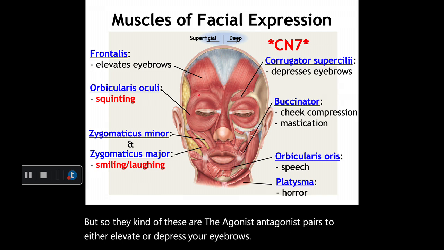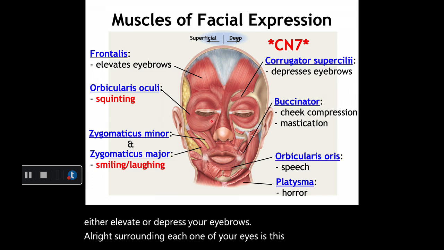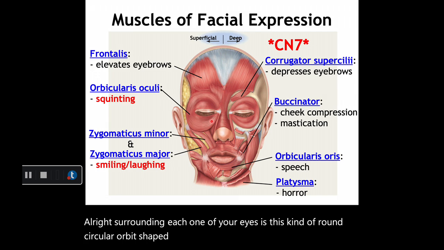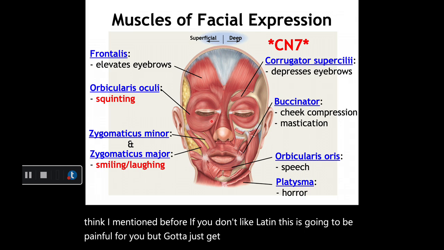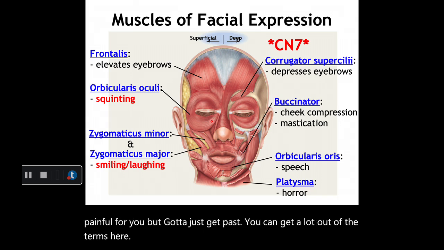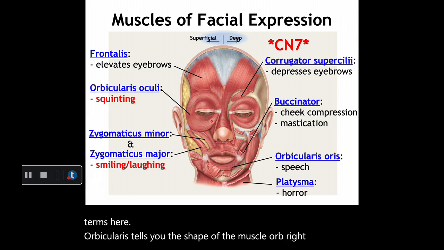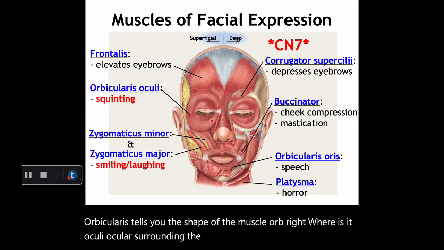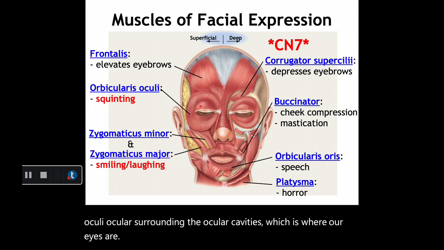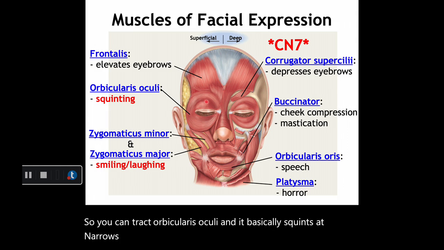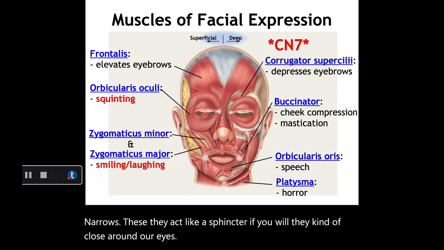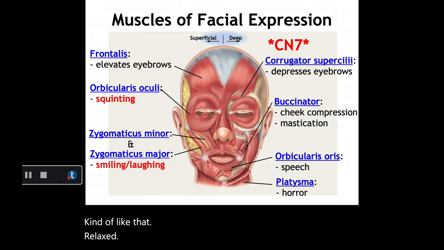All right, surrounding each one of your eyes is this kind of round, circular, orb-shaped muscle called orbicularis oculi. Again, I think I mentioned before, if you don't like Latin, this is going to be painful for you. But you've just got to get past it. You can get a lot out of the terms here. Orbicularis tells you the shape of the muscle. Orb. All right, where is it? Oculi. Ocular, surrounding the ocular cavities, which is where our eyes are. So you contract orbicularis oculi, and it basically squints, or it narrows. They act like a sphincter, if you will. They kind of close around our eyes. Kind of like that. Relaxed, squinting.